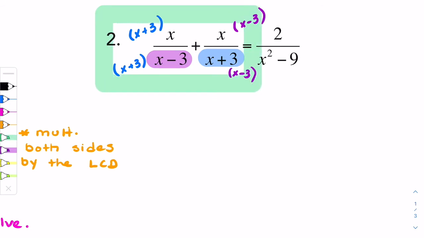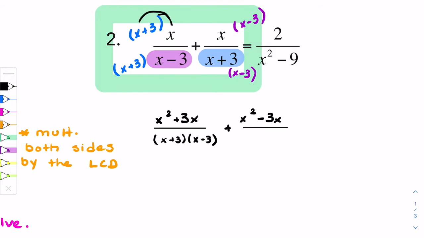By doing this, I'm going to end up with a numerator for the first expression, once I distribute that value of x, as x squared plus 3x divided by my common denominator of x plus 3 times x minus 3. My second expression is going to be x squared minus 3x divided by x plus 3 times x minus 3. And this is equal to 2 over x squared minus 9.